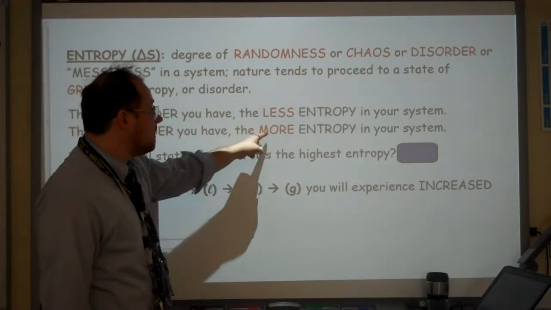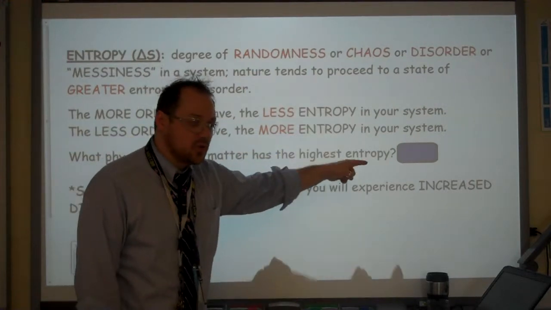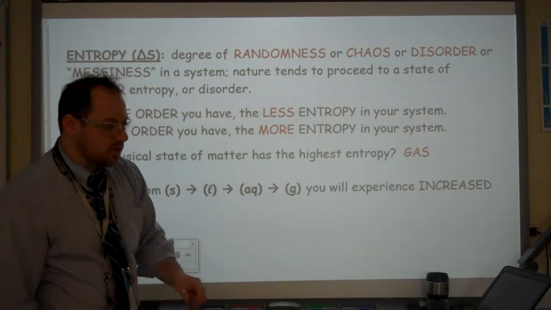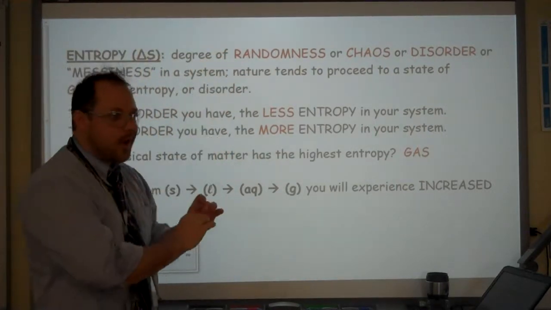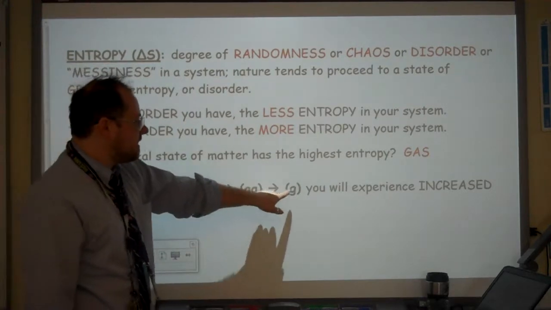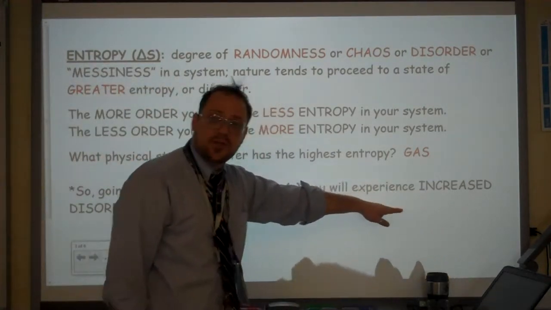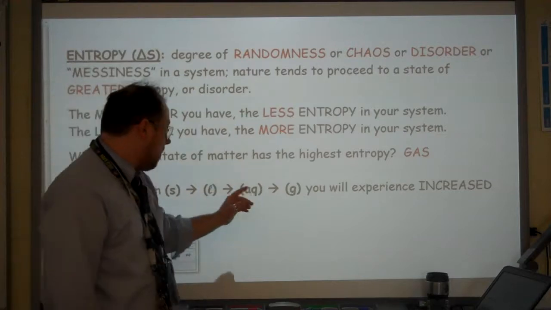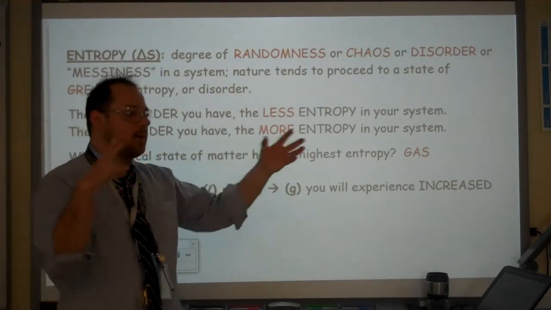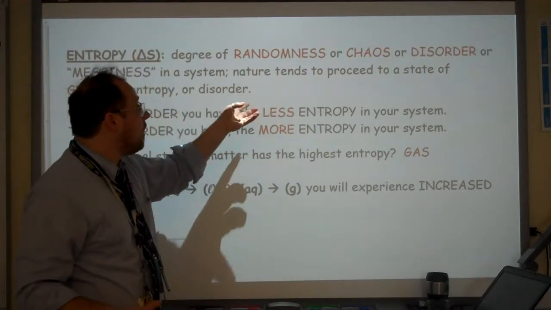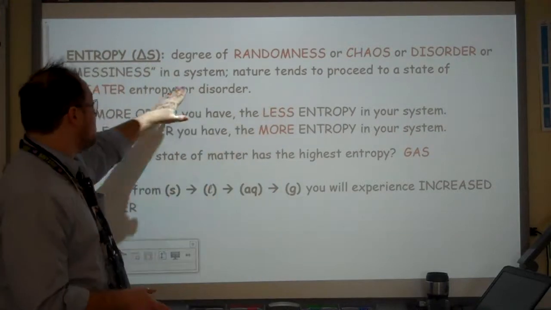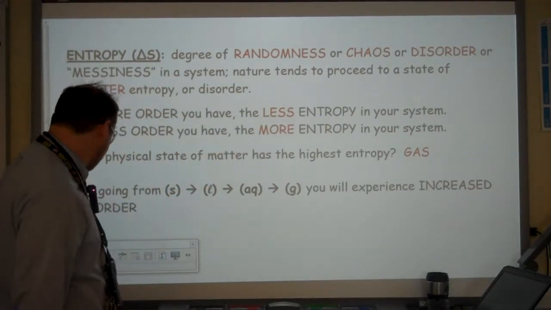What physical state of matter has the highest entropy? So the highest craziness, randomness, and disorder. The most crazy. I hope you said gas, because those particles are all over the place. They're not lined up in neat rows. So going from solid to liquid to aqueous to gas, you'll experience increased entropy. So as we go from solid to gas, each step along the way, the particles are becoming more and more random, more and more entropy is being added to your system. And the universe, in general, likes that.